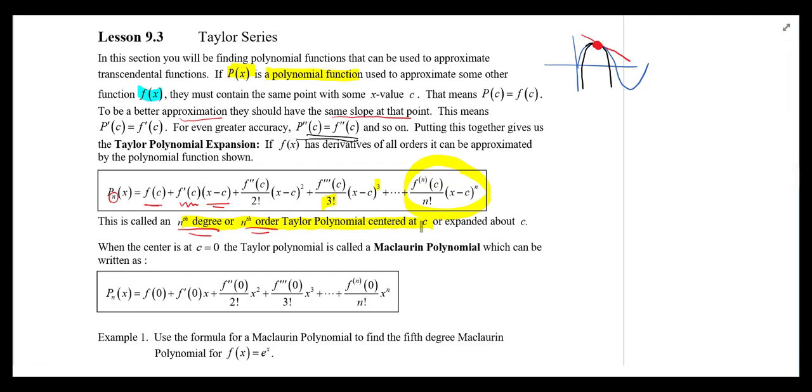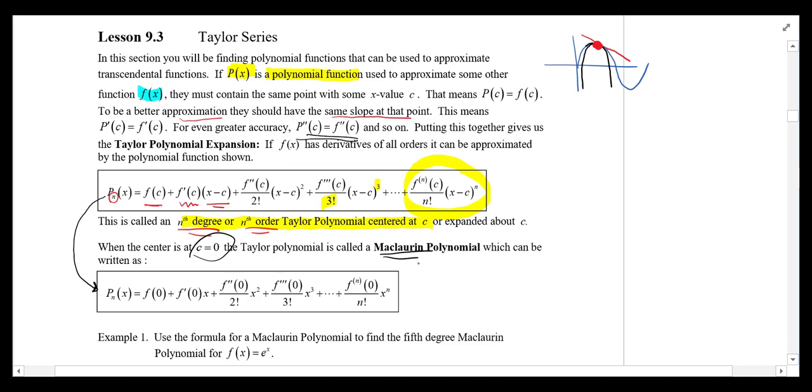Now, there was another person that was thinking about the same things as Taylor, but he didn't get credit for the general series. He got credit for the series when the center value is actually 0. So if I made the c value 0, that just simplifies that top function into this, where everything is now 0. And it's pretty much the same thing, but they gave it a different name. It's called the Maclaurin series, or the Maclaurin polynomial.